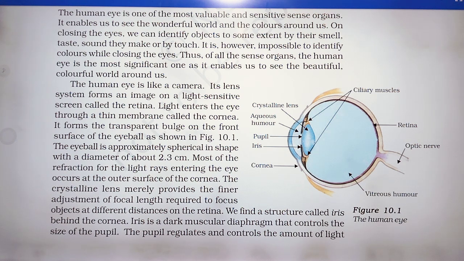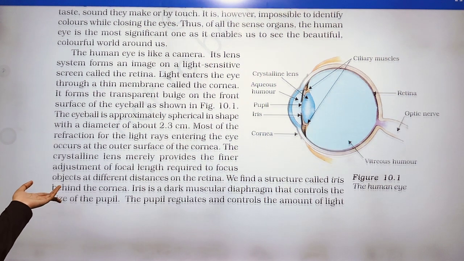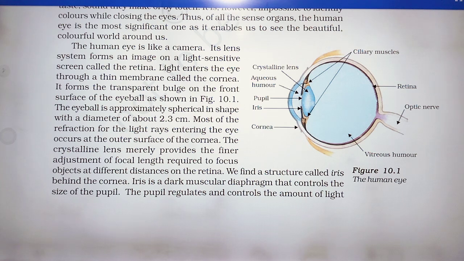Most of the refraction of the light ray occurs at the outer surface of the cornea. Now, the crystalline lens. What is it? It merely provides the finer adjustment of the focal length.